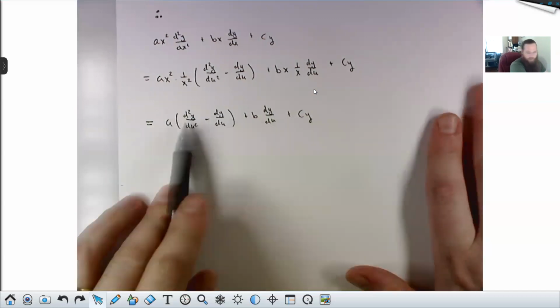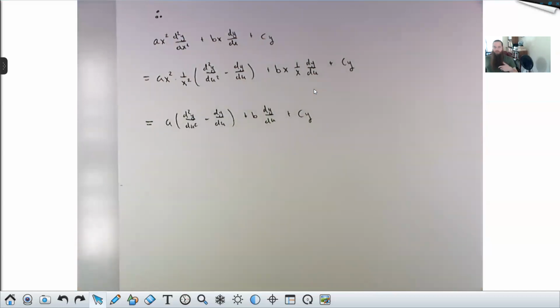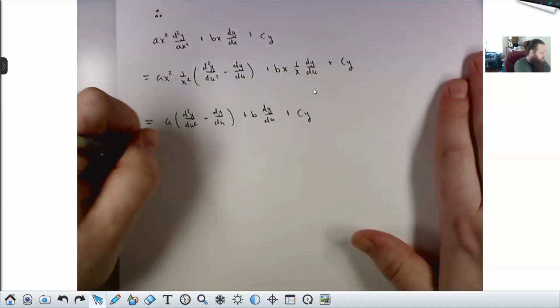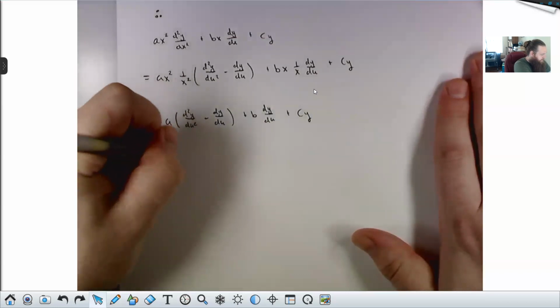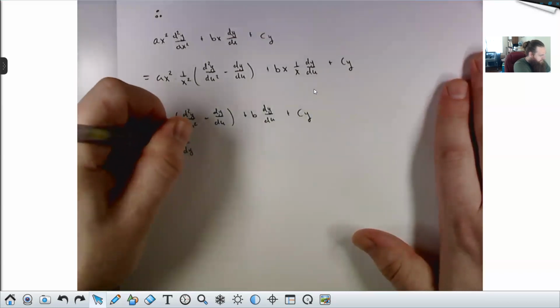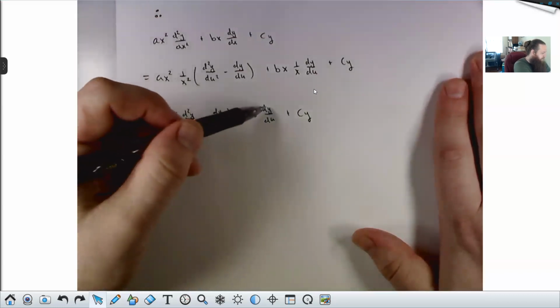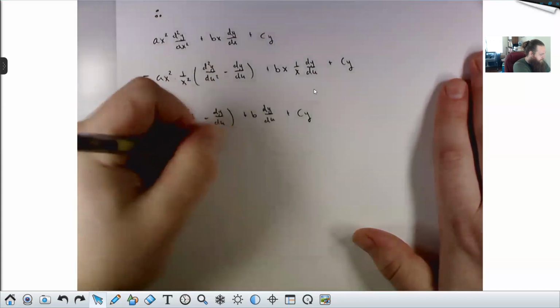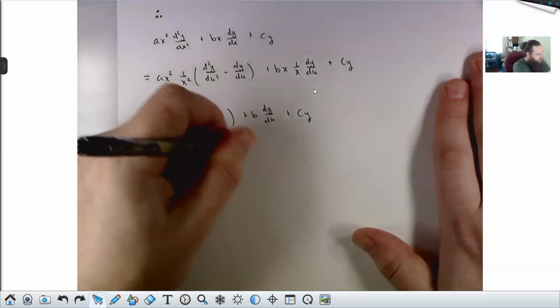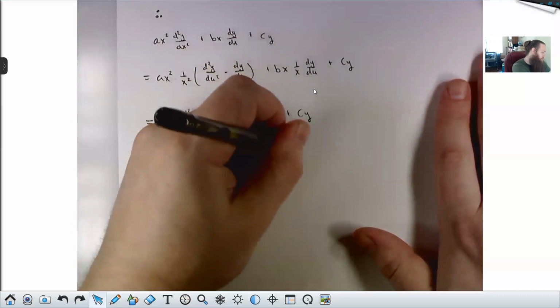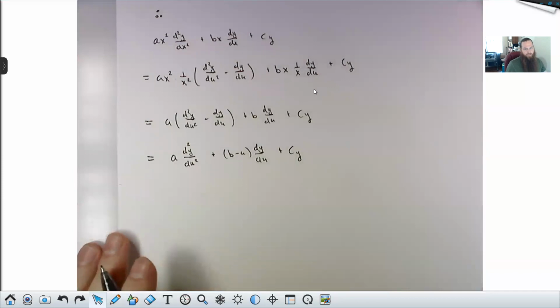And now you notice that all the x's are gone, right? We don't have any coefficient functions that are non-constant. Let's play with this. And if you rearrange this and put it back into the form we're used to seeing our differential equations in, this would be a times d2y/du squared, and then you've got a plus b times dy/du minus a times dy/du. So that's plus b minus a times dy/du plus cy. And this is constant coefficient.